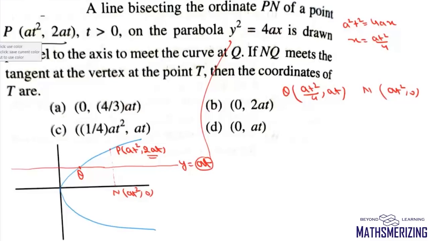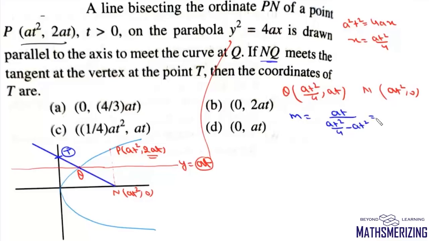Now it says NQ, so this is NQ, meets the tangent at vertex at point T. We'll need to find this point T. So first we'll find slope of this line. So what is the slope? Slope is at upon at square by 4 minus at square. So it will be at and then minus 3at square by 4. So a and a will cancel. t will also cancel. So it will be minus 4 upon 3t.